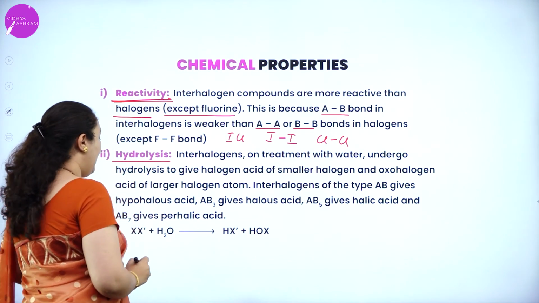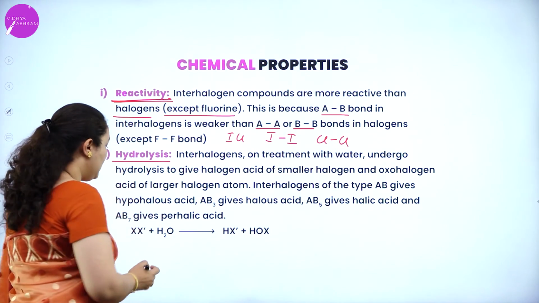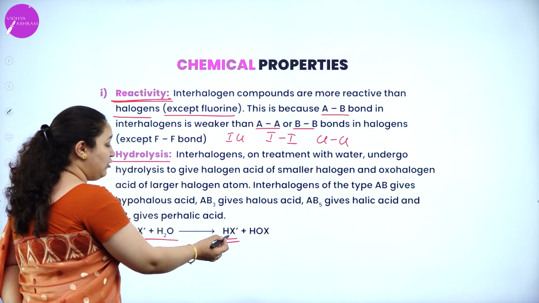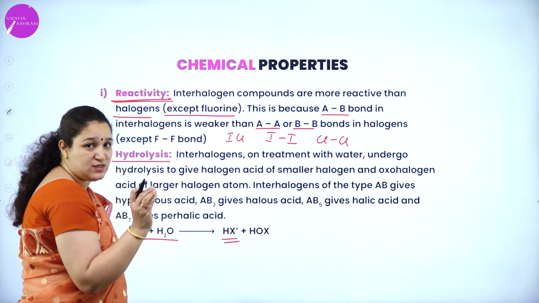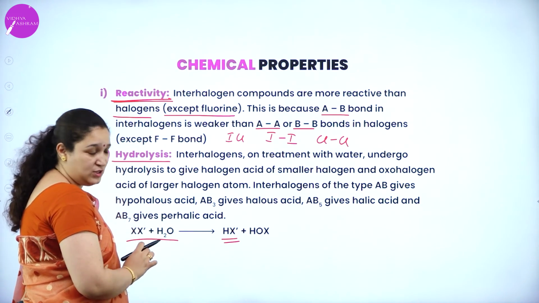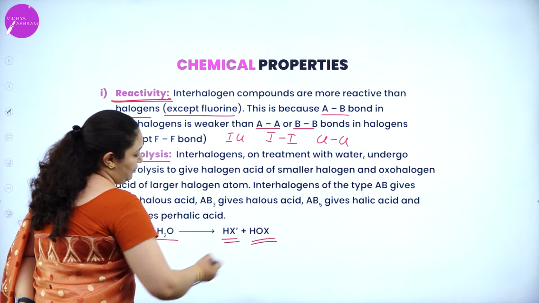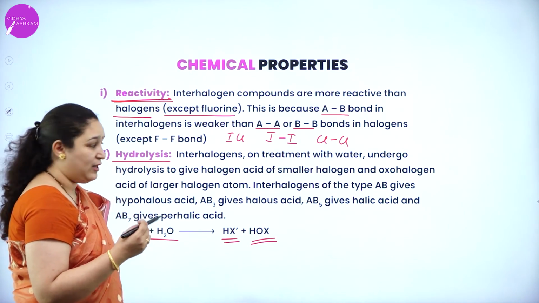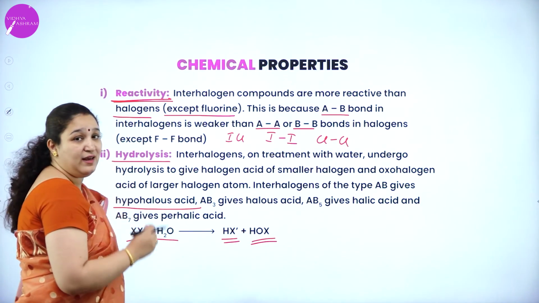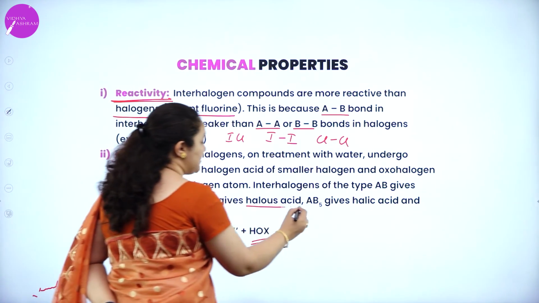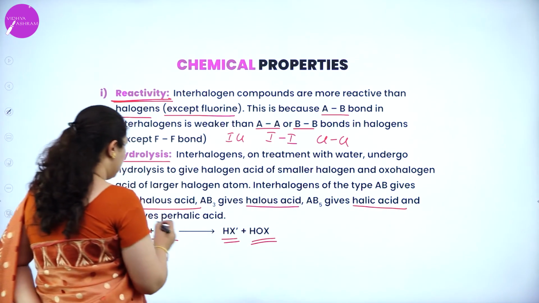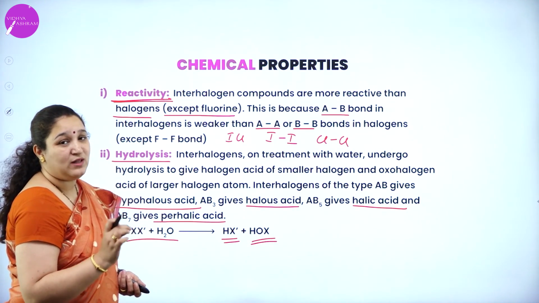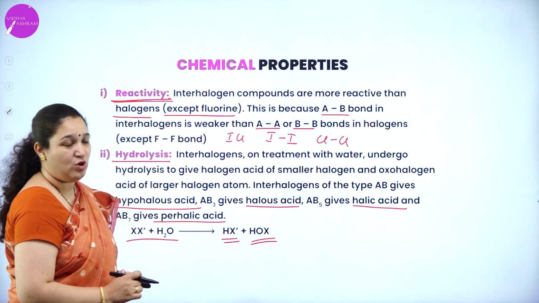Next is about hydrolysis. The interhalogen compounds react with water to give halogen acids. In the halogen acid, the halogen of smaller size is the one which goes with the hydrogen to form the halogen acid. One more product is an oxo acid. If it is an AB type interhalogen, it will give hypohalous acid. AB3 type will give halous acid. AB5 type will give halic acid, and AB7 type will give perhalic acid. So this is about the hydrolysis of interhalogen compounds.